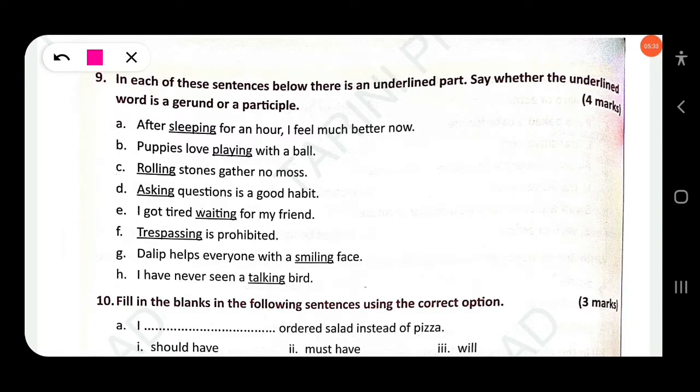So here, sleeping. Is sleeping a gerund or a participle? A gerund is always used as a noun, whereas a participle can be used as an adjective and a verb. So here sleeping is a participle, used as a verb. Here the participle acts as a verb. Sleeping is not an adjective here.